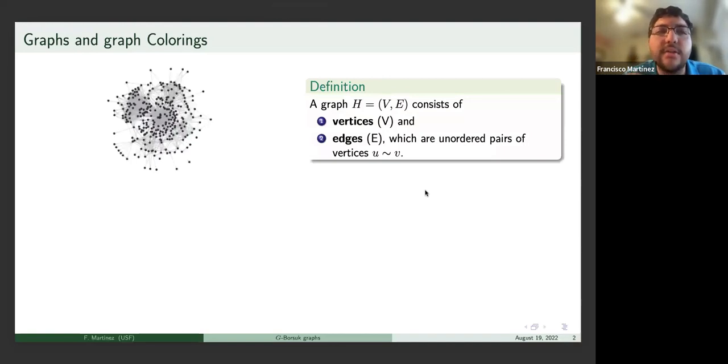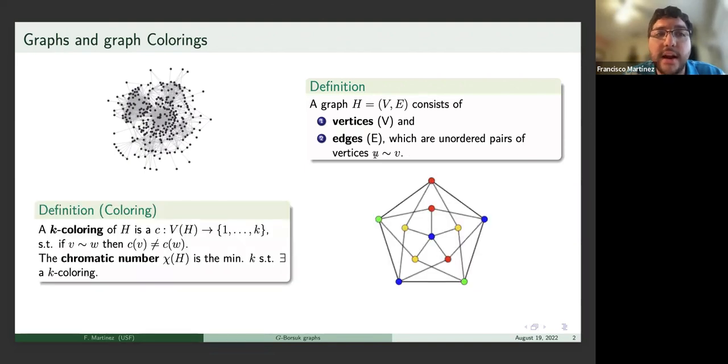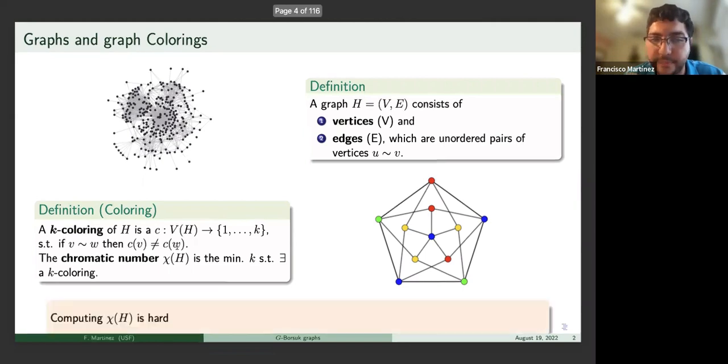Just as a quick introduction, let's remember that a graph is a collection of vertices and a collection of edges, which are unordered pairs of vertices, u, v. In a graph coloring, a k-coloring is an assignment of colors from 1 to k to the vertices of the graph in such a way that if two vertices are connected by an edge, they are assigned a different color. Then the chromatic number of a graph is the minimum k such that we can find a k-coloring of that graph.